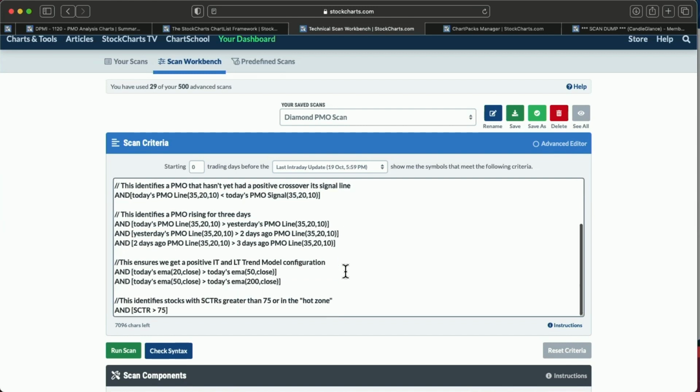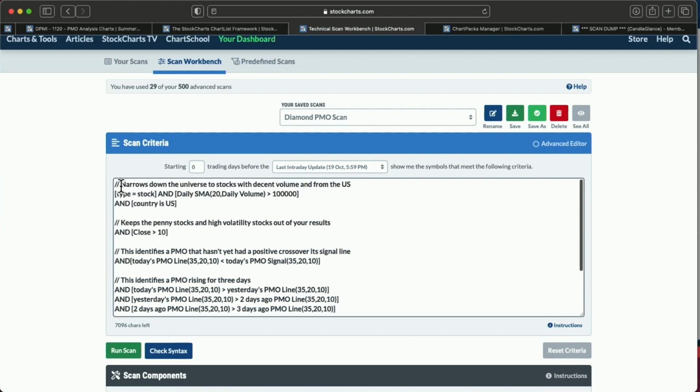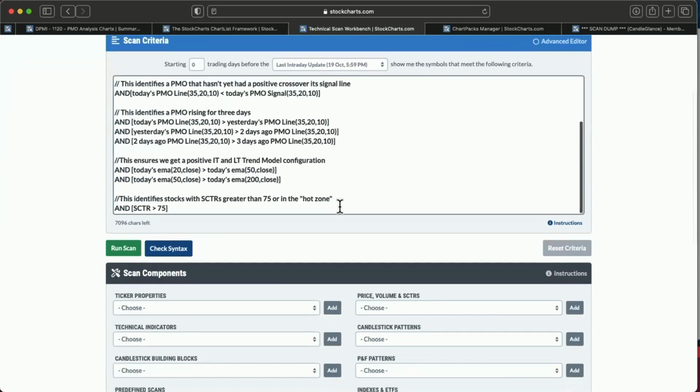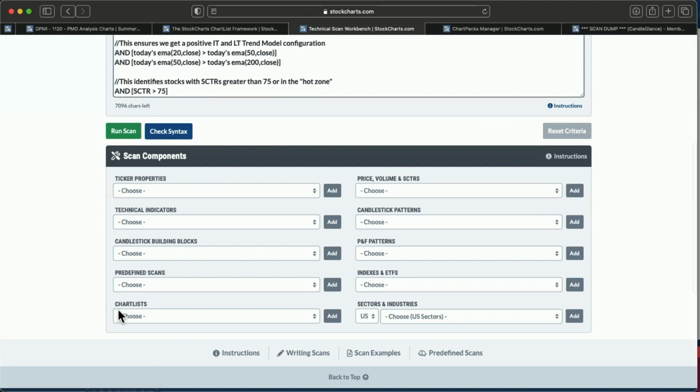particular scan. So I have this scan, and right now it is looking at just stocks with daily volume above 100,000, yada, yada. So that is going to be looking at the entire universe of StockCharts stocks and ETFs, with the restriction that in this case, it's a stock and it's in the US, et cetera. So I don't really want to scan on all of that. I want to just scan on one chart list. So the way I can do that is I come down here to the Workbench, and there's one here called ChartLists.